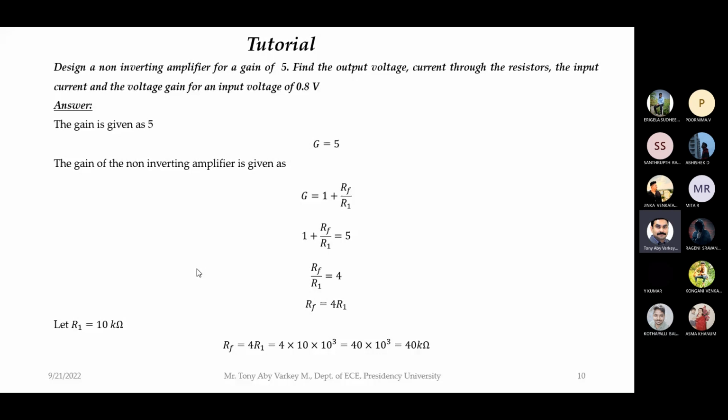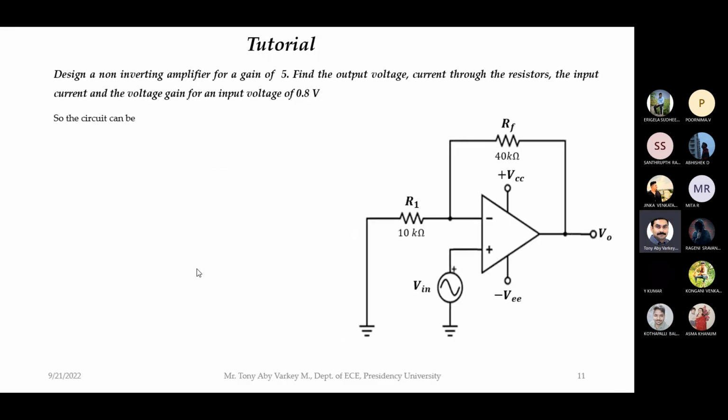Okay. So now you can draw the circuit diagram. So this is the circuit diagram, correct? And replace the value of the resistor RF with 40 kilo ohm, and the value of R1 you mark as 10 kilo ohm. So this is the circuit diagram. Now the remaining part of the question is find the output voltage when the input is 0.8 volt. So input voltage is 0.8 volt. So what will be the output voltage?